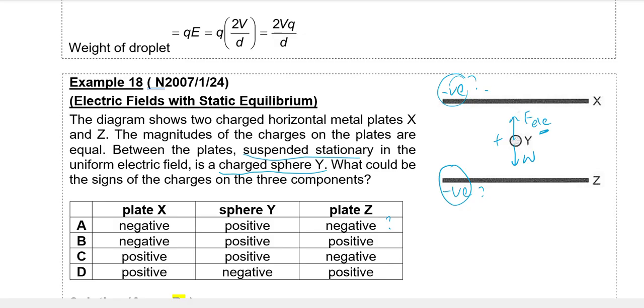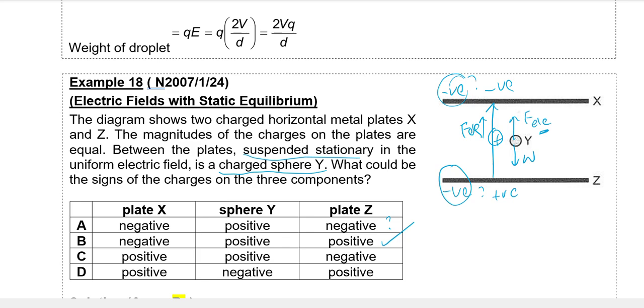Option B: plate X negative, the sphere is positive again, plate Z positive. This is a little bit better because if it's positive, negative, then I know the field is like that. Then if the field is like that and this positive charge, you can see the force is definitely in this way. So F electrical is up. So this one is definitely possible already. But we check the rest. I think B is the answer, but let's check the rest.